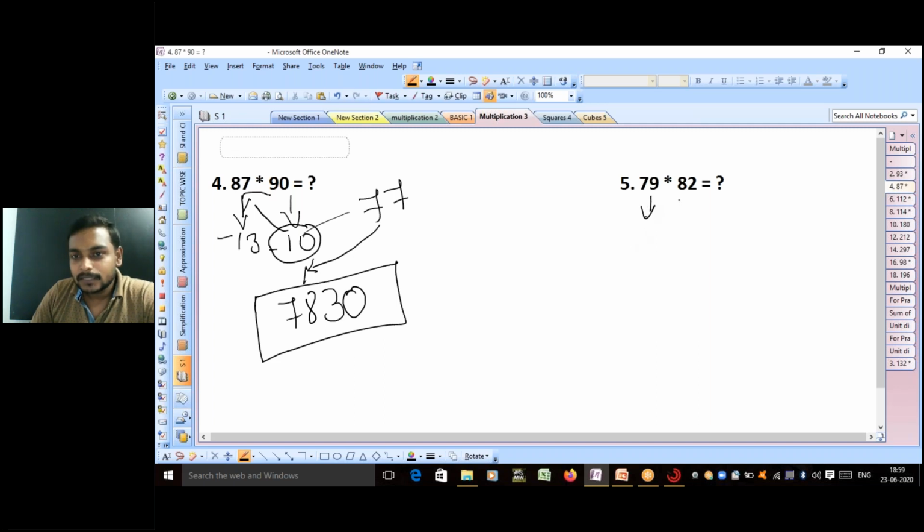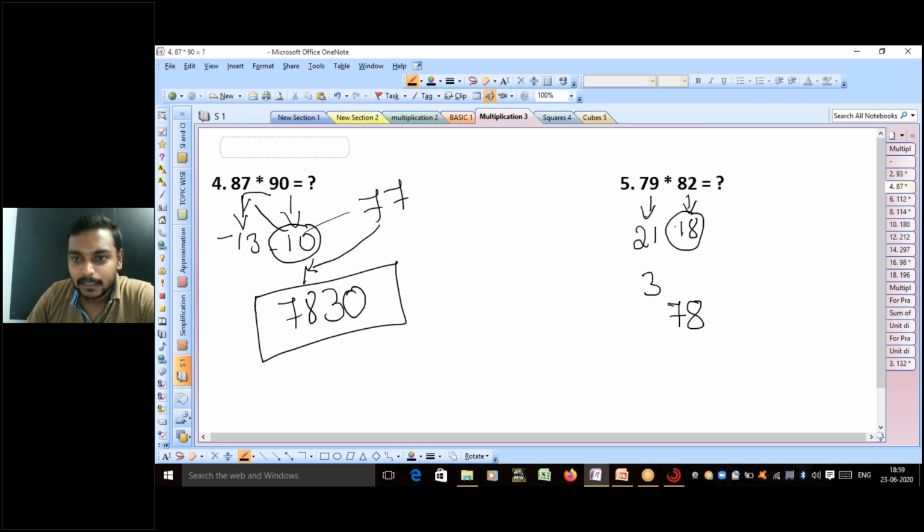So here we have 79 and 82. From 100 it is 18 less. From 100 it is 21 less. Okay. Then 21 multiply with 18, which is equal to 18 into 2, 360, 378. We are supposed to write only 2 digits, 78, and 3 will be the carry.